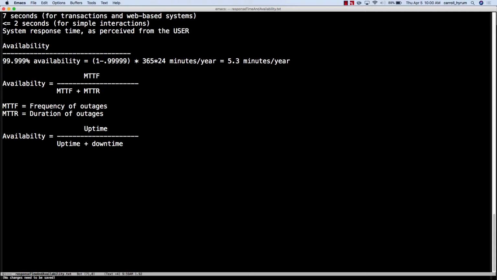So what's a good availability? What do you think? 100%. Yes, but if your boss says she wants 100% availability, that would be hard on the employees.